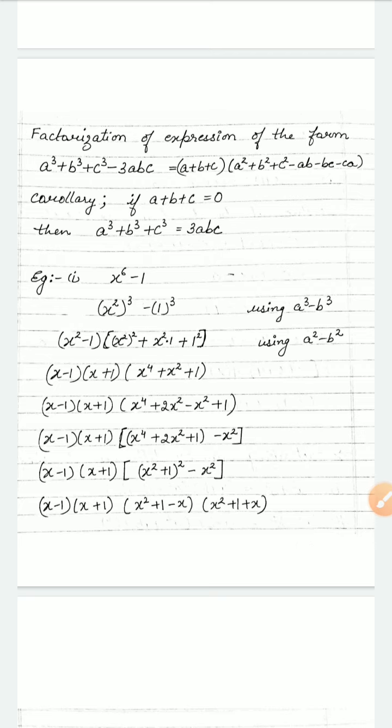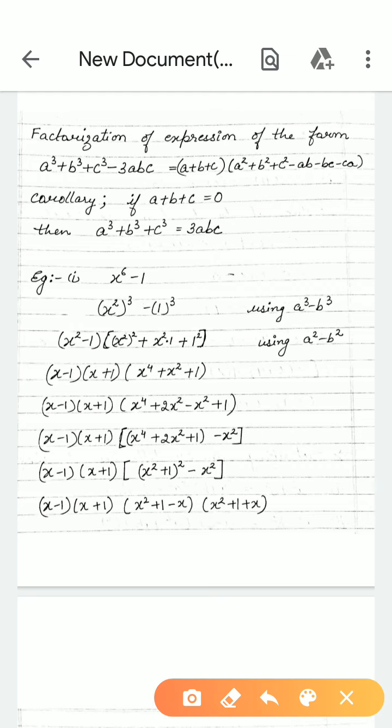Before we solve some examples, there is one more concept, that is factorization of the expression of the form a cube plus b cube plus c cube minus 3abc. This can be factorized as a plus b plus c in one bracket. The other bracket is a square plus b square plus c square minus ab minus bc minus ca.